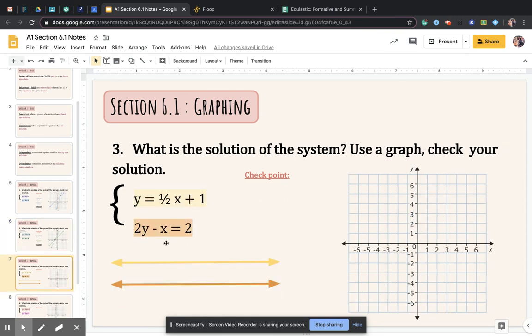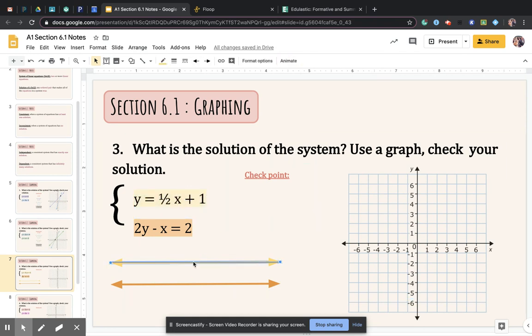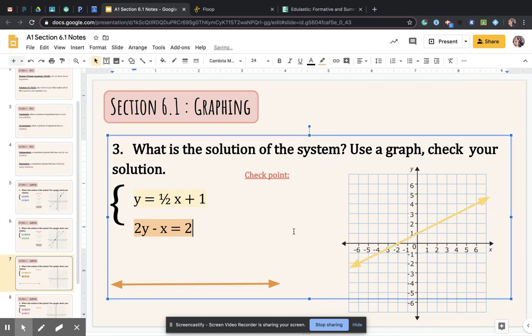Looking at this one, the first one is in slope-intercept form. I'm going to go ahead and graph that first. So I'm going to start at 1 with my arrow. And now the slope is a half, so that means I'm going to go up 1, right 2. Up 1, right 2. Good. I can even do the trick I was doing before where you put it in the middle and then you kind of extend it out. Again, just be careful with this because you can mess it up. But on the bright side, it's completely editable.